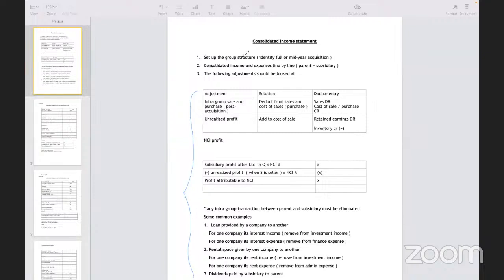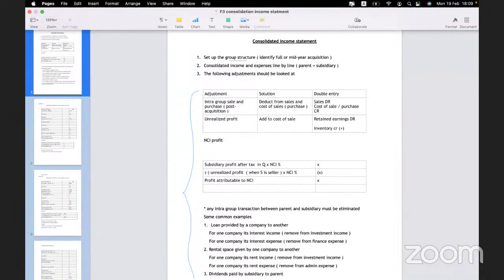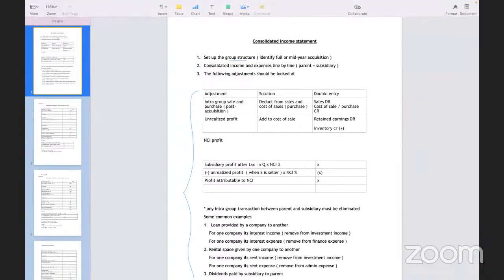So guys, the short note says, when you do an income statement, set up the group structure. That one we know, like who bought whom, what percentage, how many months, you have to consider that. Then step number 2, you have to consolidate income and expenses line by line.